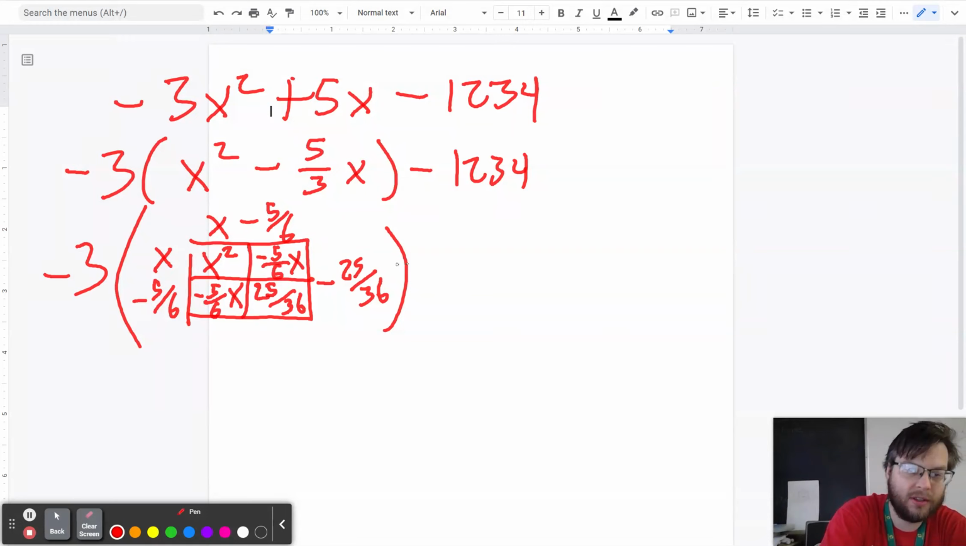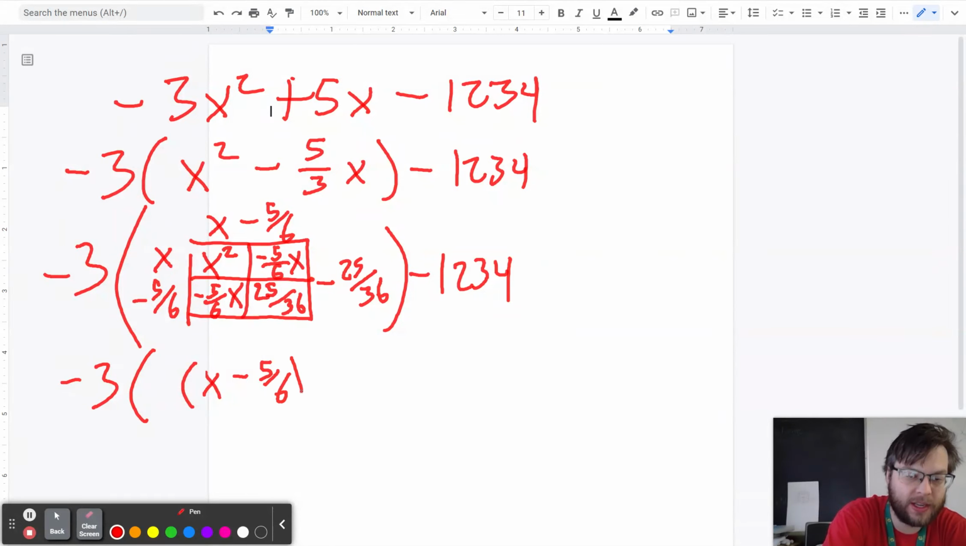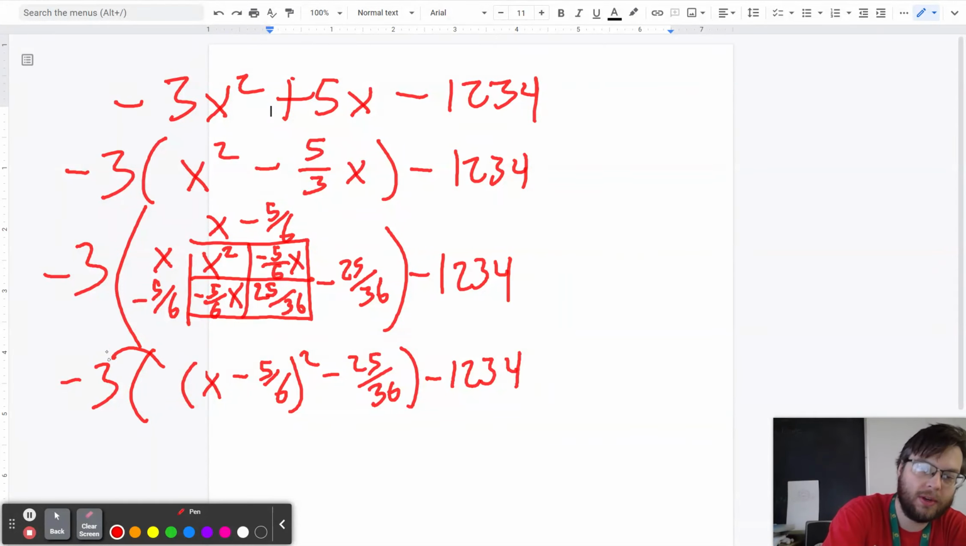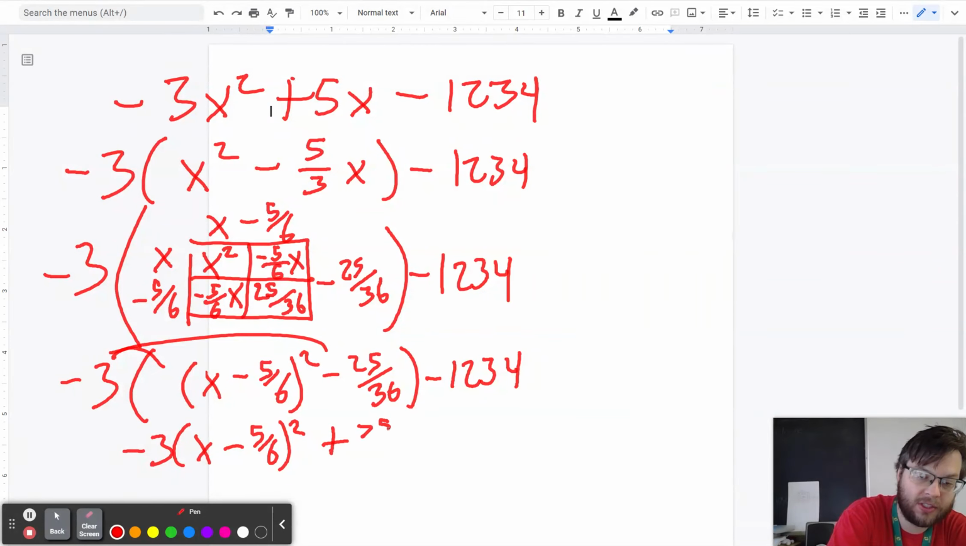Negative 3 is still chilling. Negative 1234 is still chilling. So now we have negative 3, big parentheses. We've got an x minus 5/6 squared. We've got a negative 25/36. We've got a negative 1234. We're going to distribute to give us negative 3, x minus 5/6 squared. Double negative makes positive 75/36 minus 1234.